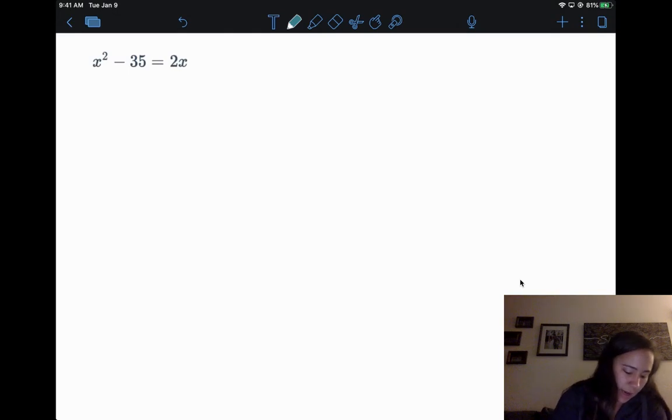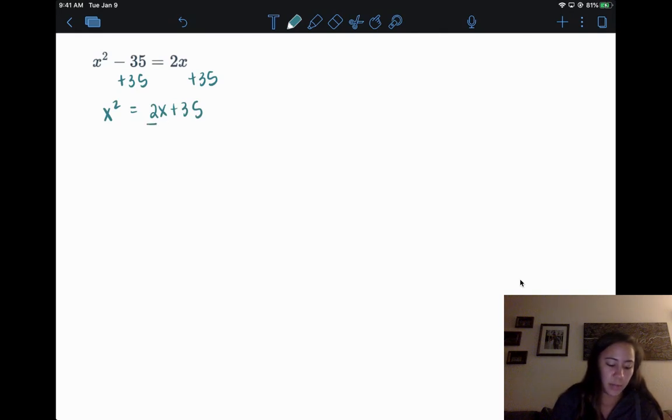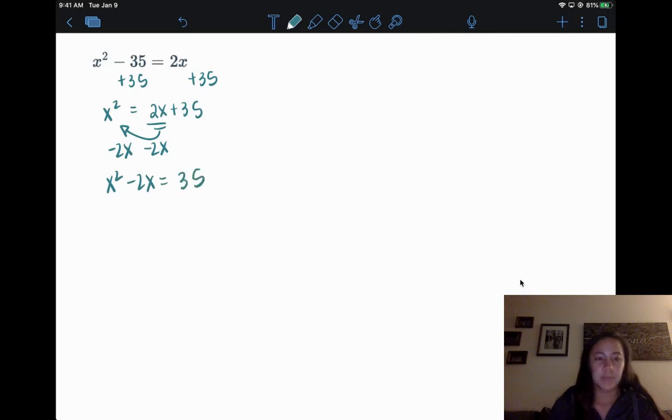So let's start by adding 35 to both sides. And then we have x squared is equal to 2x plus 35. Now we want to get our bx to the other side by subtracting 2x from both sides. So we got x squared minus 2x is equal to 35. All right, now we want to do that completing the square thing.